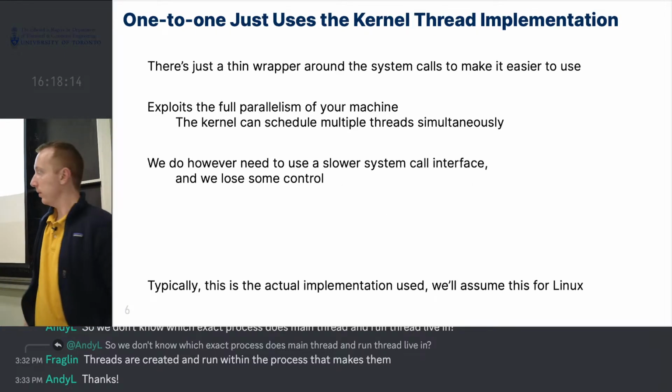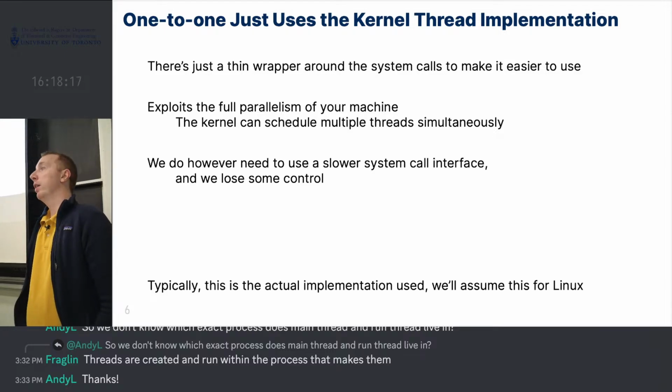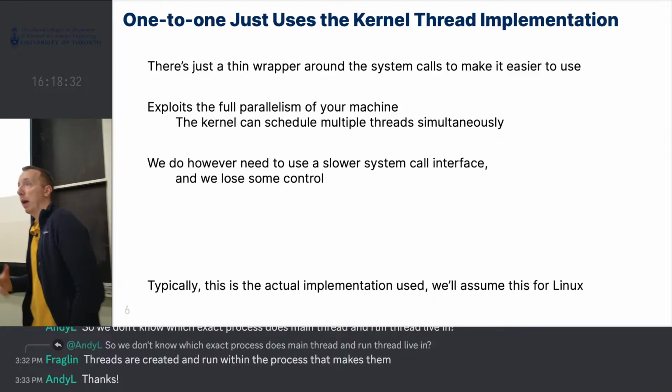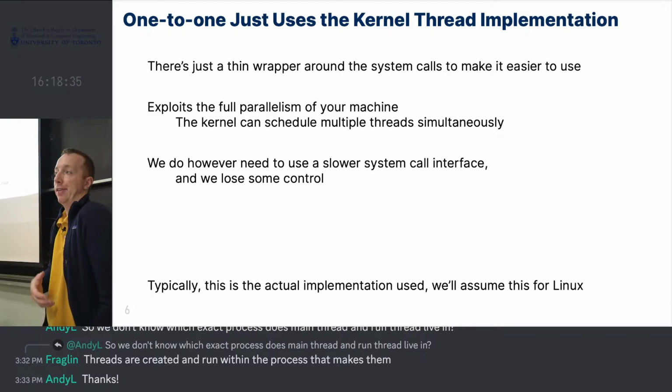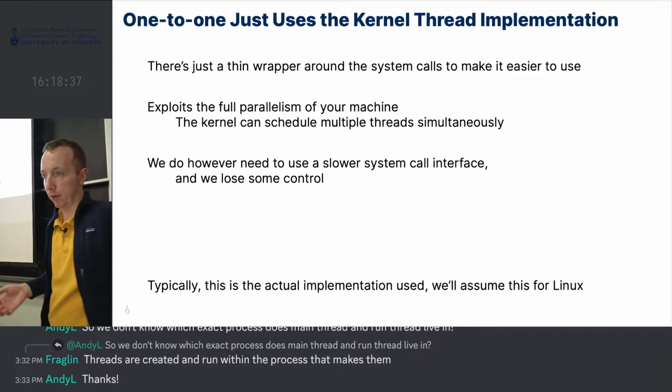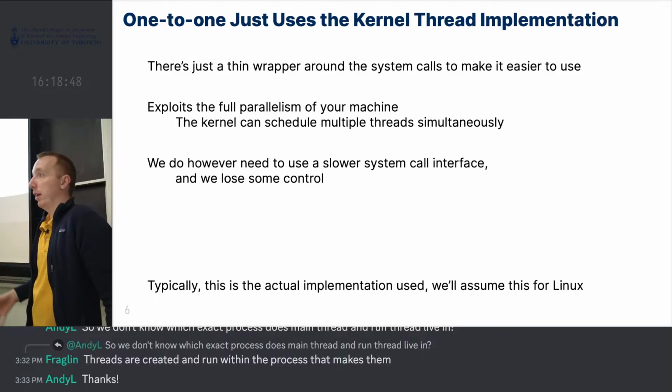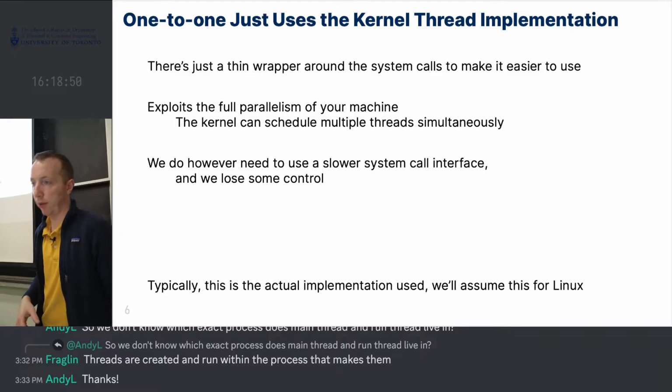So if you have one-to-one, that means we just use the kernel thread implementation. It's just a thin wrapper around the system calls in order to make it easier to use. For example, pthreads, what we saw before, are one-to-one. They are actually mapped directly to kernel threads, and it just essentially gives you a number that you can use. This will allow you to exploit the full parallelism of your machine. Even if you have like 32 physical cores, the kernel can actually schedule 32 things to run in parallel if there are 32 things to run.